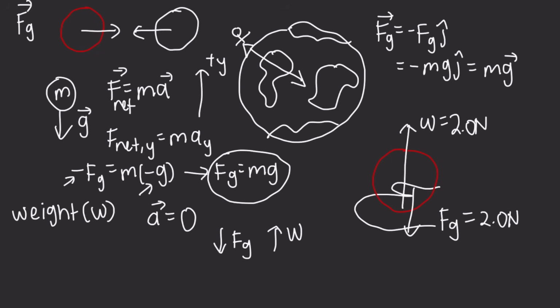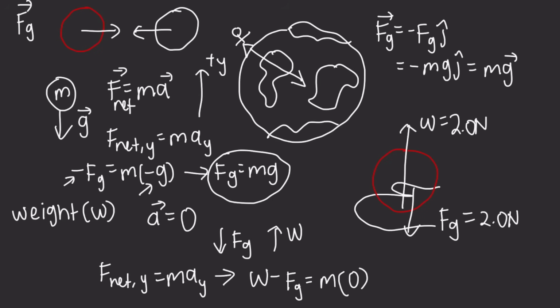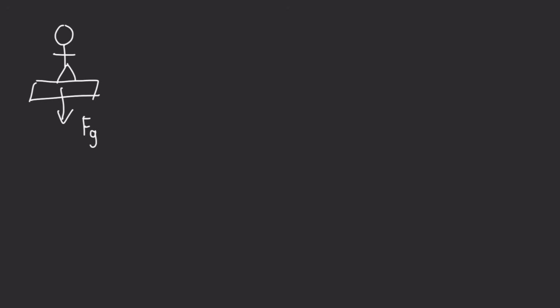be our weight. And now we can use Newton's second law again and say that the F net in the y direction is equal to m times acceleration in the y direction. And in our situation, this becomes W minus F_g equals the mass times 0, because it's at rest. It has an acceleration of 0. Or this tells us that the weight equals F_g when the object is not accelerating.